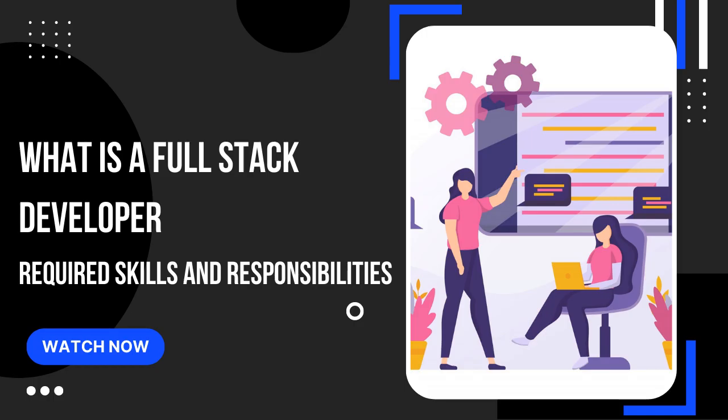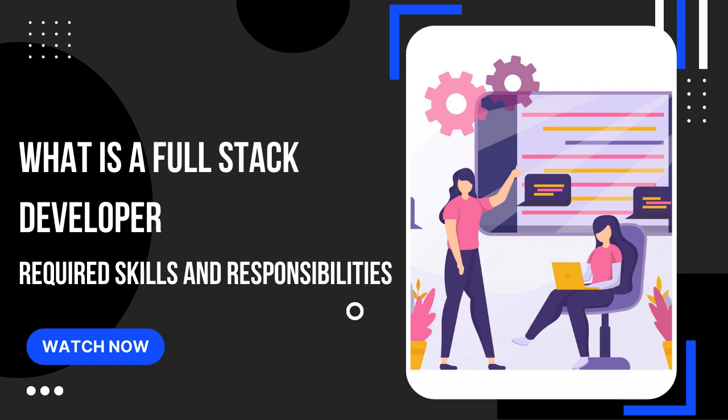What is a full-stack developer? Required skills and responsibilities. A full-stack developer is a software engineer who is proficient in both front-end and back-end development. They are able to work on the entire application, from the UI to the data layer. A full-stack developer is not only a web developer but also a back-end developer.